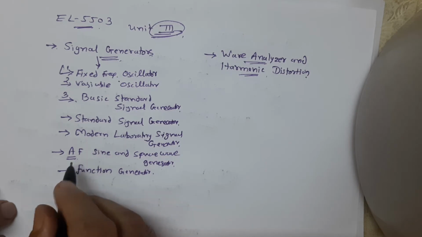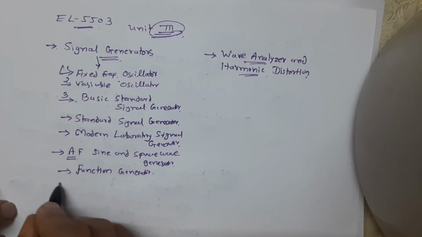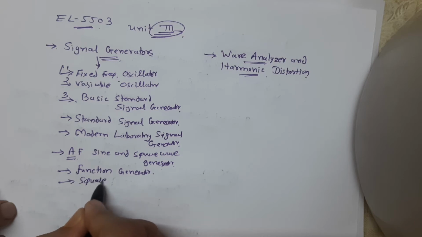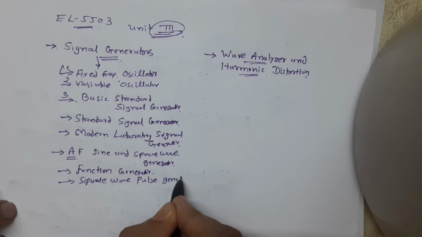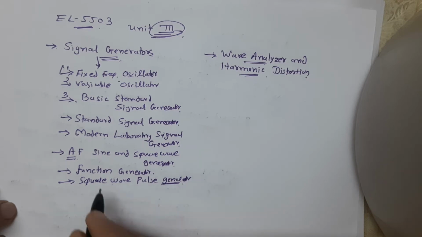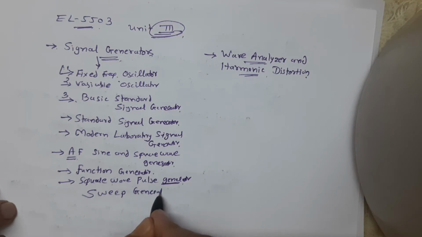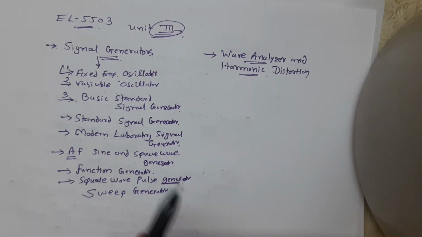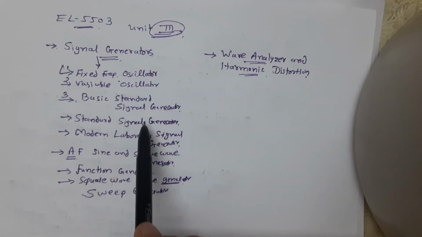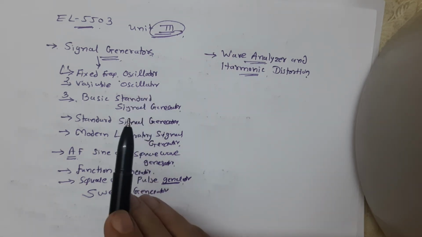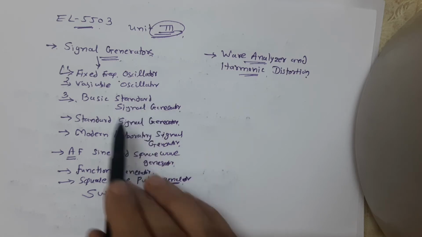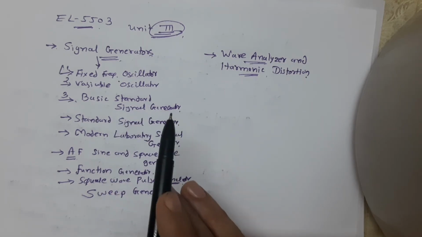And the last one is the square wave and pulse wave generator and sweep generator. So in signal generators, we discuss these different instruments, their block diagram, their working, and what the output of these different instruments is, right?